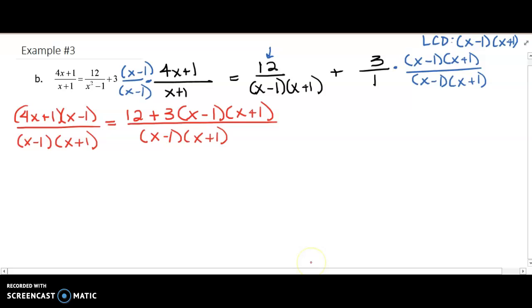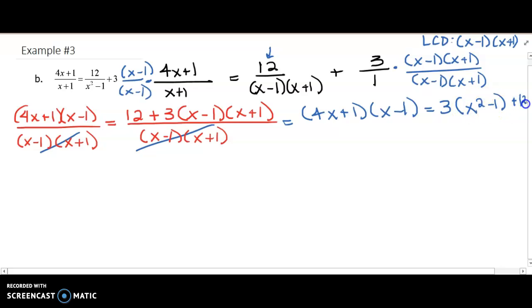Okay, now that I have the same denominator on both sides of the equation, I can go ahead and multiply by that denominator. So I can multiply both sides by (x minus 1)(x plus 1), and what happens is those cancel each other out. So I'm just left with (4x plus 1)(x minus 1). That's going to equal, and I'm going to put 3 parentheses, x squared minus 1, plus 12. Okay, I just rewrote that right side a little bit.